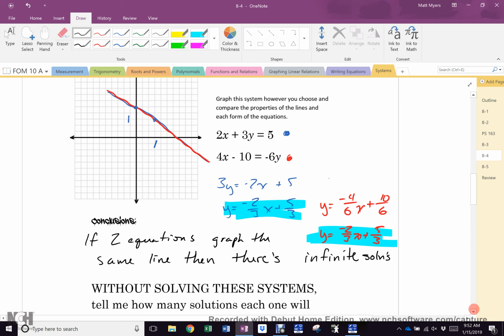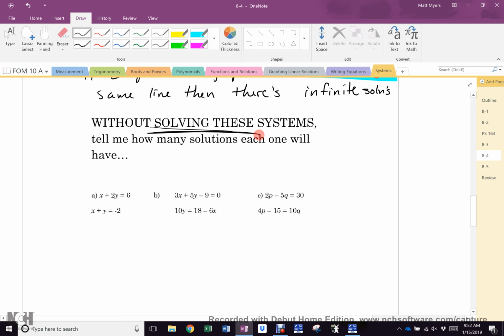So just looking at this, no solving, so no graphing, no substitution, no elimination. Just by looking, can you tell me how many solutions that's going to have right now? Or do you have to do something? You could do it in your head. Or you could do what on paper? Not solve, because I don't want the solution. I just want to know how many solutions there are.